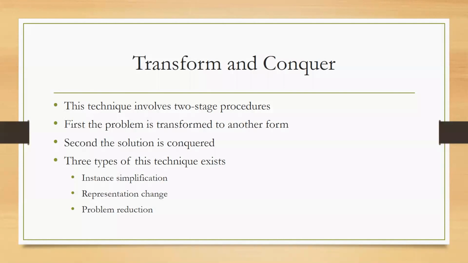The third one is problem reduction. Problem reduction means there will be two problems. For the first problem you have to find the solution, and for the second problem the solution will be there already. What you will do is you will transform the first problem into the form of the second problem, and then you apply the algorithm that is there for the second problem. So that is called problem reduction. Just in brief, I have explained what these three types of techniques in transform and conquer are.